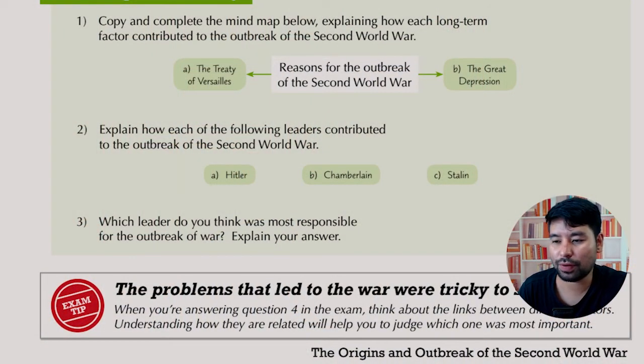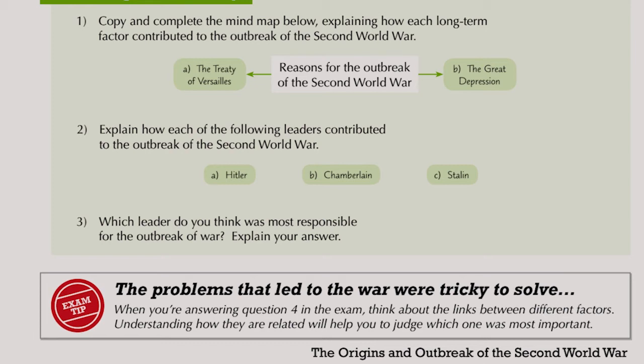Okay, and then we go to this final reading, right, as we always do. Let me get here. Okay, so just follow me. I'm gonna make my face disappear for a second, so just follow me. Exam tip. Here we have a tip for the exam, as always, right? The problems that led to the war were tricky to solve. Tricky means very difficult to solve.